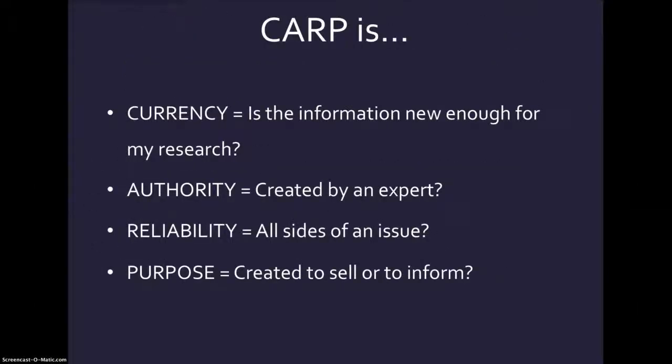First, let's review the CARP test: currency, authority, reliability, and purpose. These are the 4 tests that we apply to evaluate the credibility of any website. Currency asks whether or not the information is new enough for us to use. Authority asks whether or not the website content was created by an expert. Reliability assesses whether or not the website addresses all sides of an issue. And purpose asks whether or not the website was created for a good purpose, to educate and inform, or for a bad purpose, which would be to sell us a product or an idea.